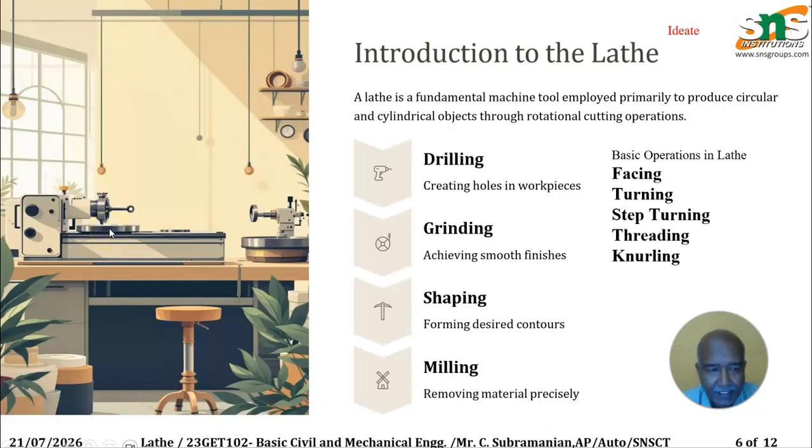The main parts of the lathe are the headstock, bed, tool post, and tailstock. The main operations done on the lathe are facing, turning, step turning, threading, and knurling. Apart from that, other operations like drilling, grinding, shaping, and milling can be done on the lathe. We have different machines for these to achieve high production, and even though they are separate machines, the operations can also be done on the lathe. The basic operations are facing, turning, step turning, threading, and knurling.